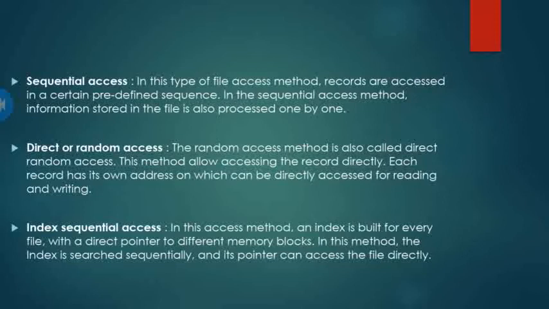Next method of file access is direct or random access. Direct means the random access method allows to access the records directly. Means each record has its own address which can be directly accessed for reading and writing. So direct access allows us that we can directly access any record, either 5th or 10th.